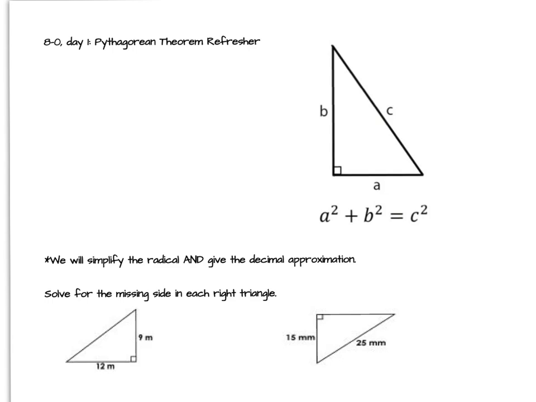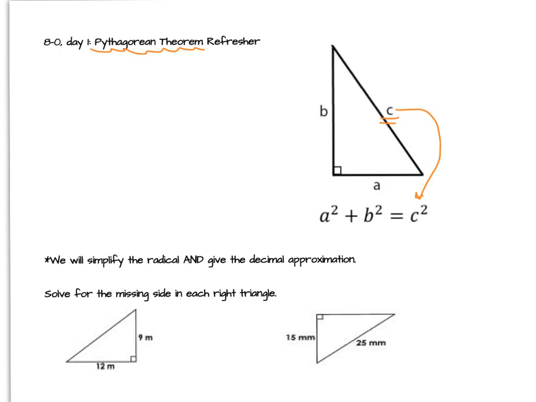Lesson 8.0, Day 1, we're going to do a little bit of Pythagorean theorem refresher. Remember, in a right triangle, the squares of the two sides or legs of the right triangle added together always equal the square of the hypotenuse. And the key thing to remember is that the hypotenuse is always on the opposite side.